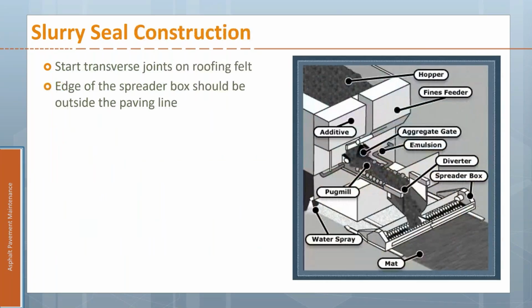In terms of construction, the machine has a hopper, and all of the different parts: your aggregate, your additives, your fines. Then it's got a little pug mill in here that's going to mix it all together as it comes through the gate, and then it goes down through the chute into your spreader box. That spreader box is kind of like the auger on the back of your paver. It's going to spread it out and place it like a screed. Note that the edge of your spreader box needs to be just outside the paving line.